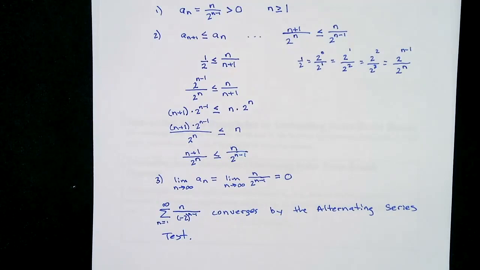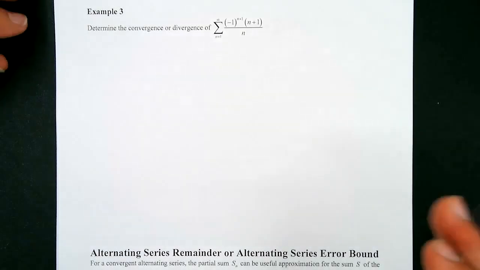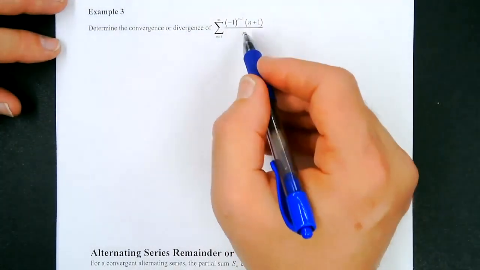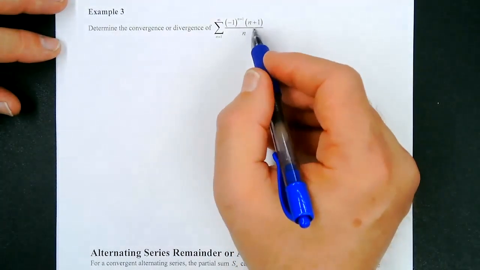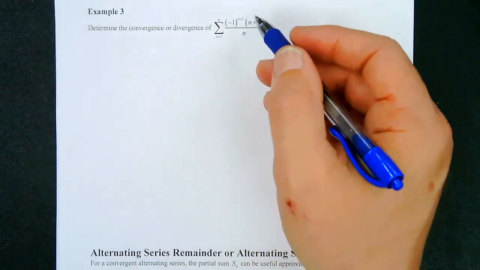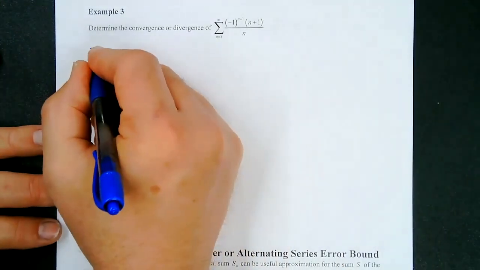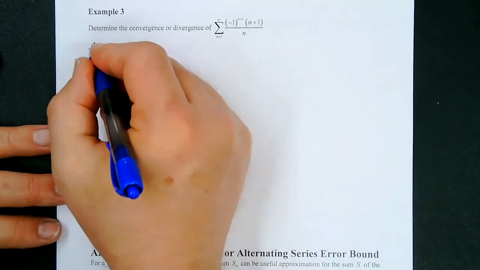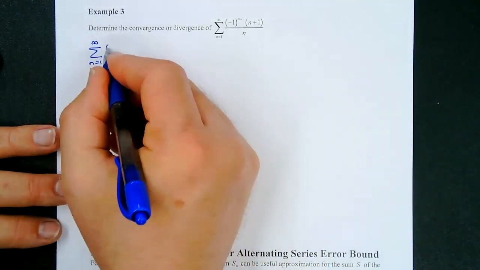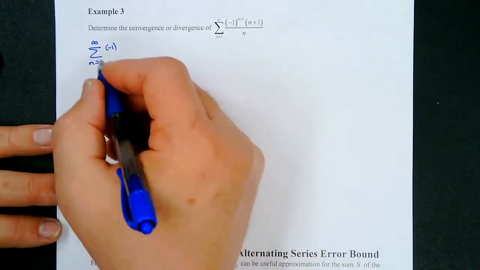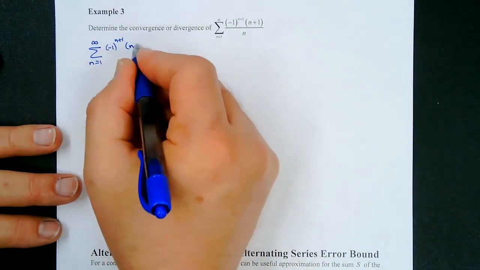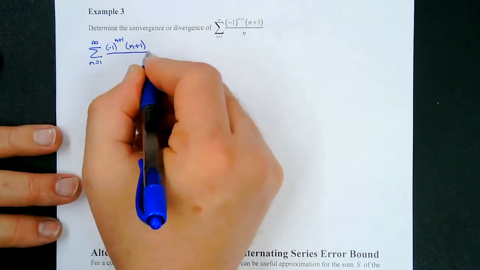All right, let's go to another problem. Okay, so for this next problem, we have sigma n equals 1 to infinity, -1 to the n+1 times n+1, all divided by n. Again, I would write out the first few terms. So sigma n equals 1 to infinity of -1 raised to the n+1 power, because I think it helps us to see what's going on here.